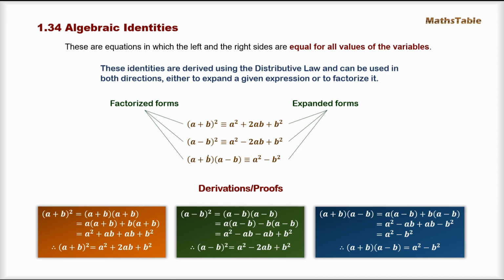There are other identities as well, which consist of higher orders like a plus b whole cube or a plus b whole power 4, and beyond that. They are derived using binomial expansions or the binomial theorem, which we cannot discuss here. It's beyond the scope of this topic at the moment. So we'll just stick with these three identities and discuss how to use them either to factorize a given expression or to expand them.